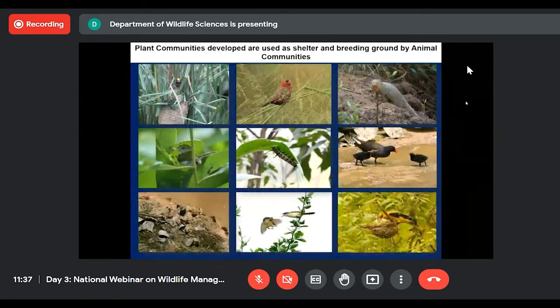Then the plant communities developed are also used as shelter and breeding grounds for animal communities, whether it is breeding, nesting or feeding. So they are supporting all means, shelter-based or prey-based habitat, for all these animal communities.